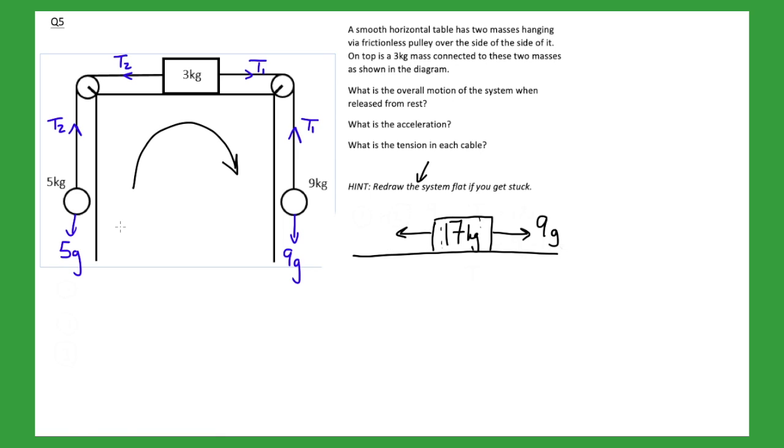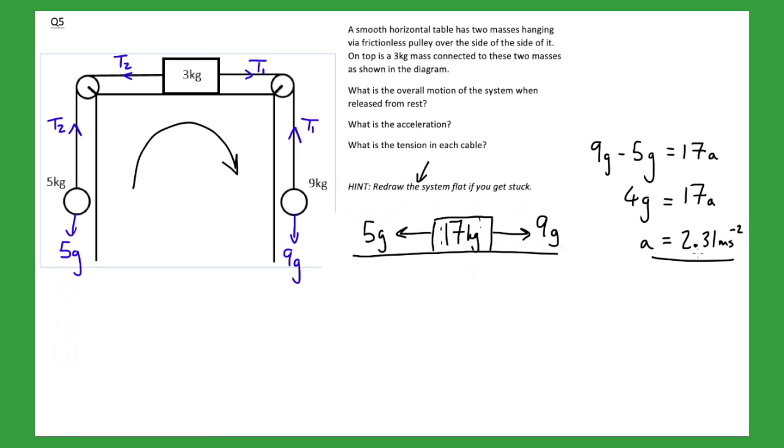What's the force going this way? Follow it down, that's 5g. So I've simplified it by squashing it all together. By doing this, I end up with 9g minus 5g equals 17 times a. So this gives me 4g equals 17a. My acceleration is therefore 4g divided by 17, which comes to 2.31 meters per second squared. So that's simplified everything for us.